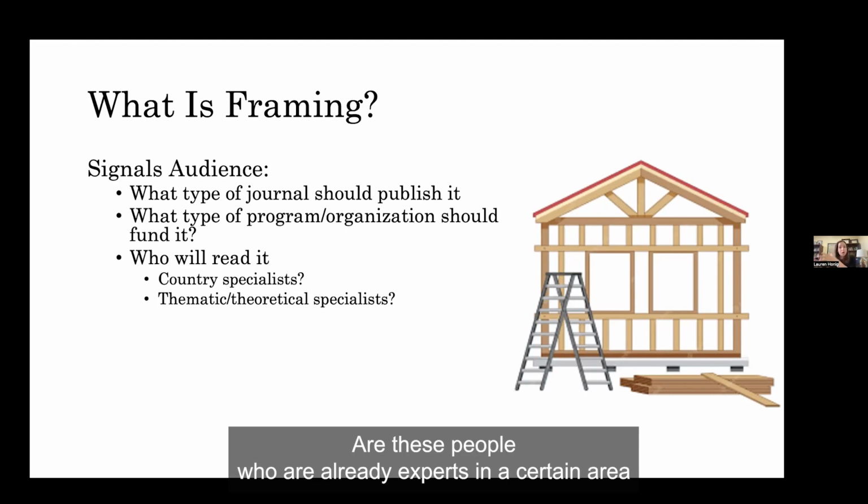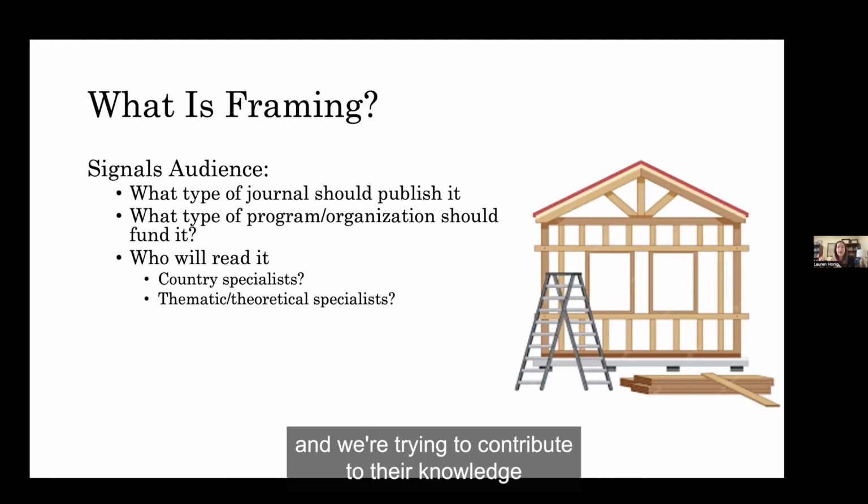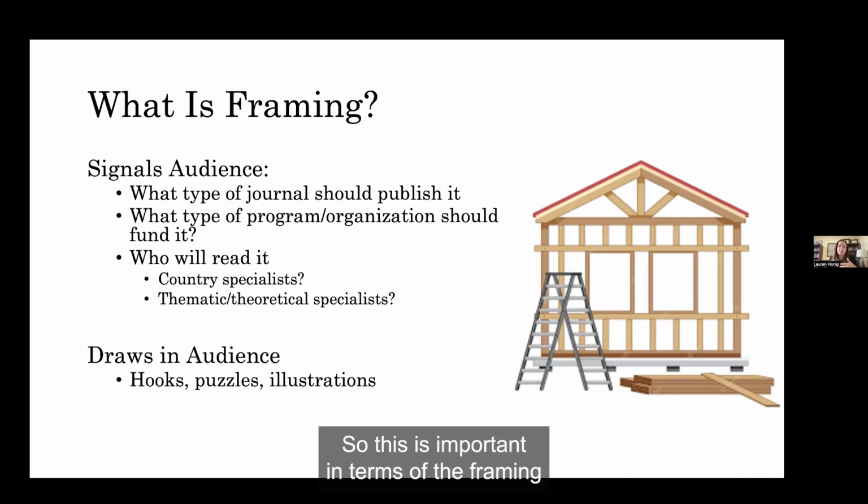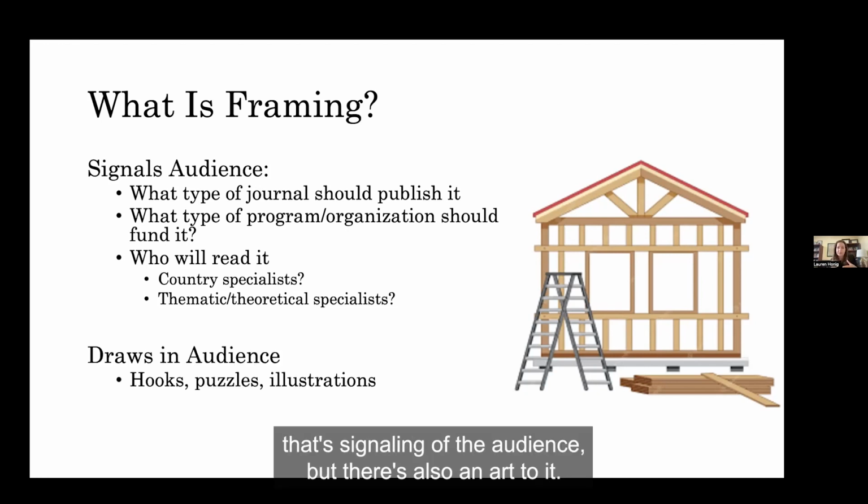Are these people who are already experts in a certain area and we're trying to contribute to their knowledge, or are they experts in a broader area or a different theoretical area? So this is important in terms of the framing, that signaling of the audience.